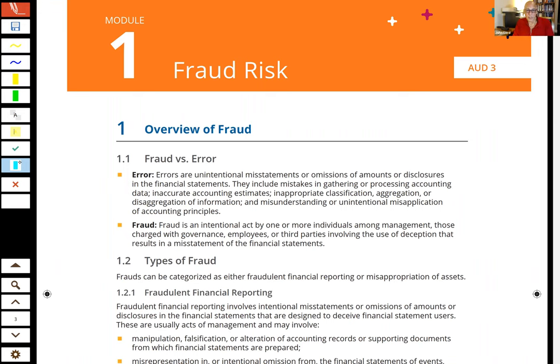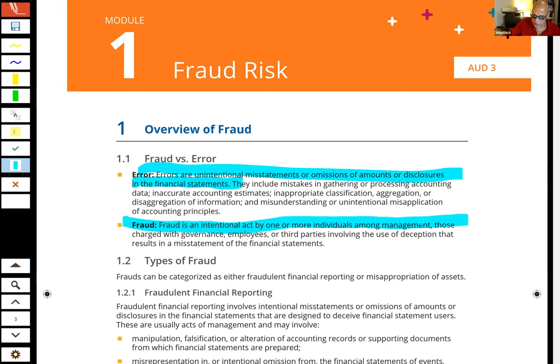We're doing that to support our conclusion that financial statements are free of material misstatement, whether caused by error or fraud, right? So misstatement is the big thing, but now we're going to start to look at what happens if we think instead of an unintentional misstatement, what if the misstatement is intentional? Okay. So fraud is defined as what? A misstatement that was caused by an intentional act, whereas for error, it is unintentional.